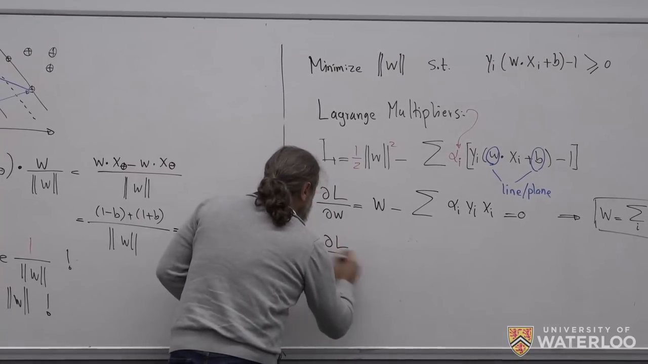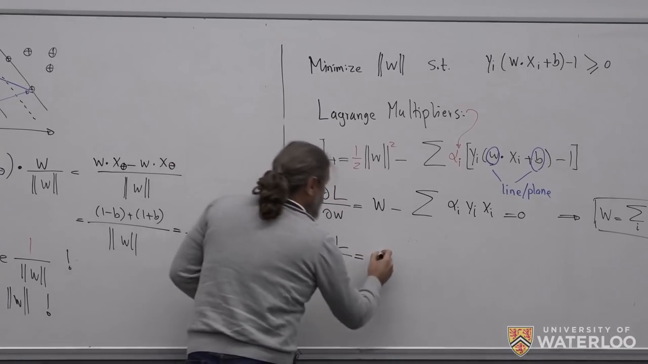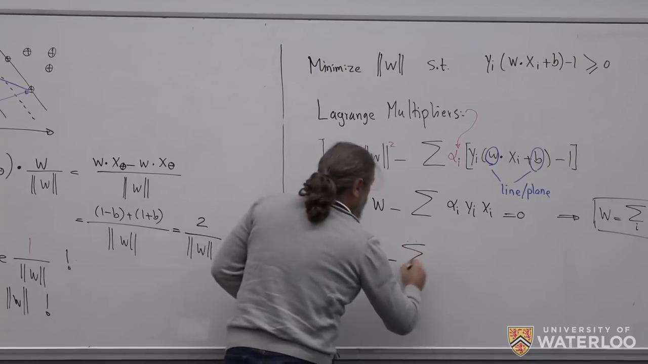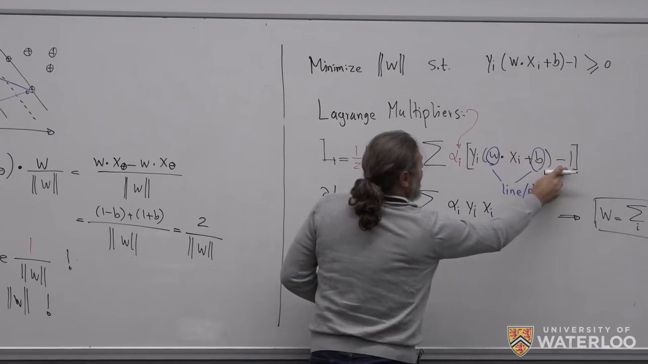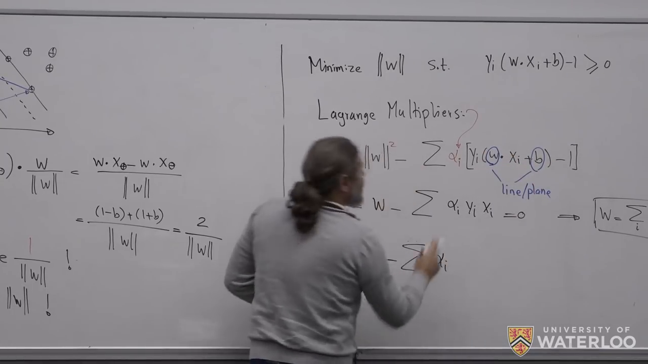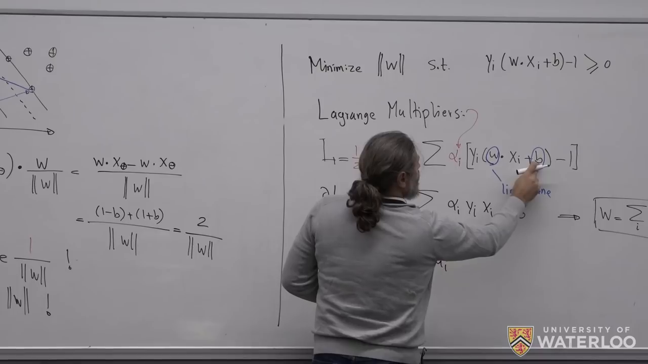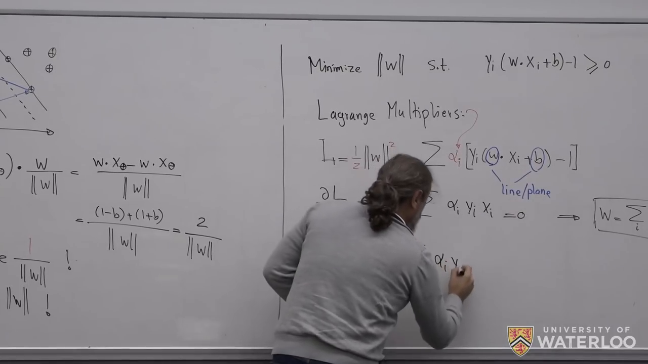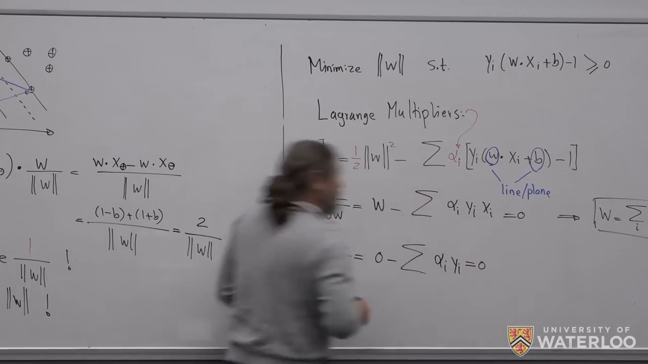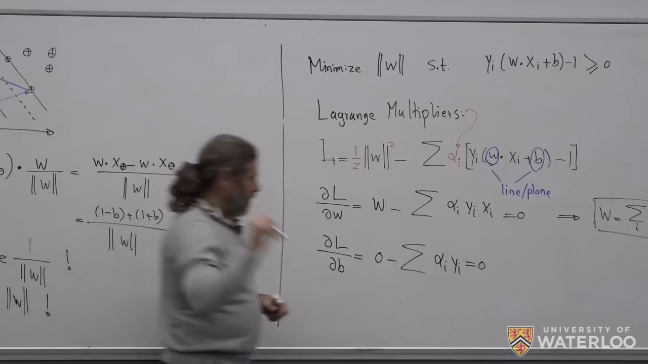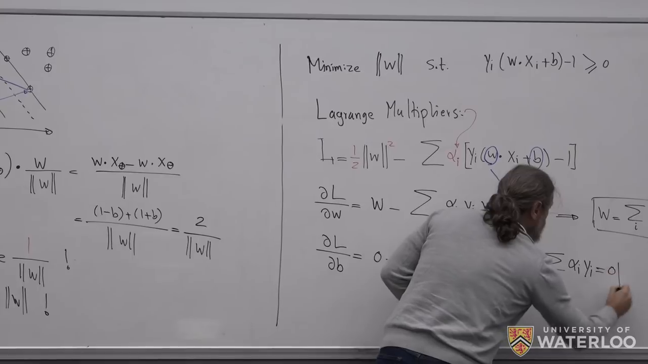Then we do the derivative towards B. Of course, this will be here 0 minus the sum of, so here I have no B, here I have B, here I have no B. So it will be alpha sub i, times y i, and derivative of b is 1, y i. And this is equal 0. So the sum of alpha sub i, y sub i is 0. Whoa.